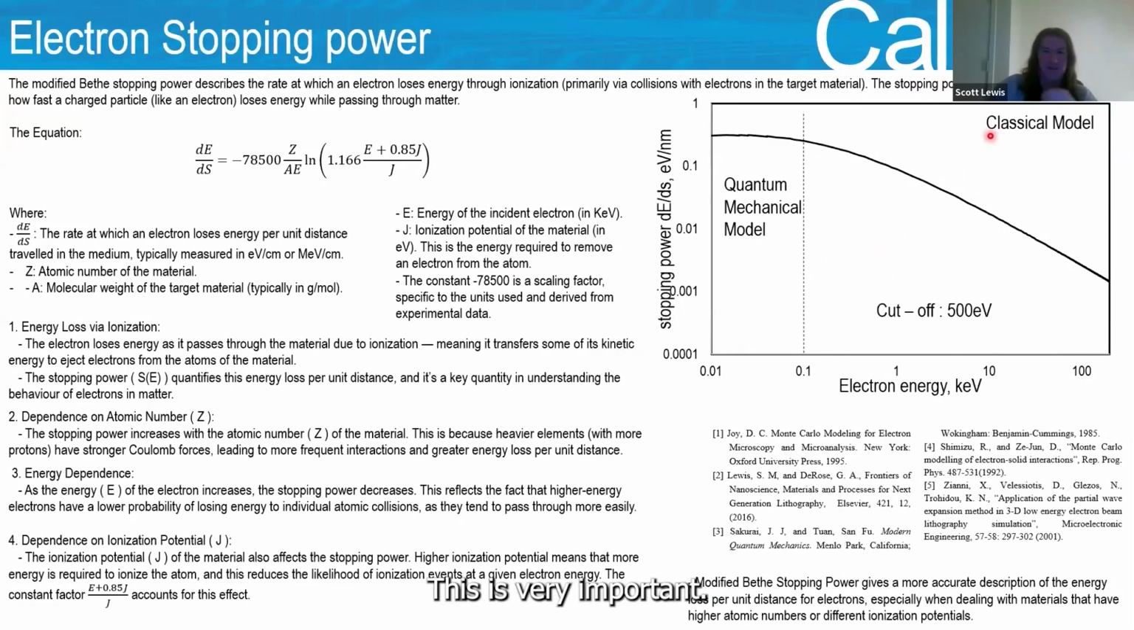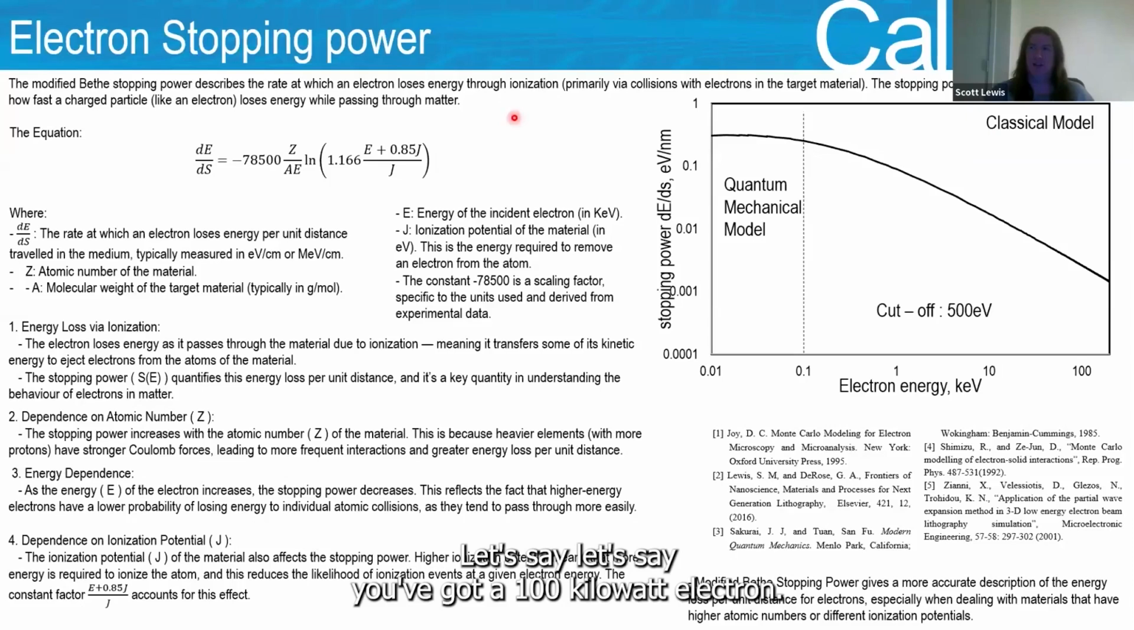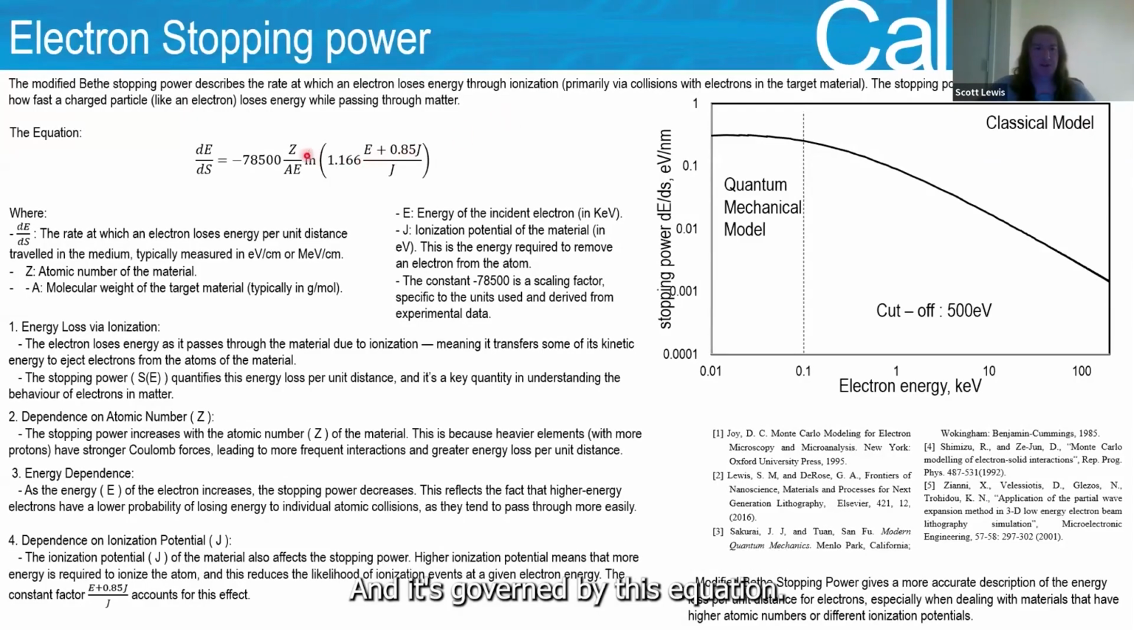Okay, this is really important. This is the stopping power. So you can imagine that the electron has an energy. Let's say you've got a 100 kilovolt electron. It gets accelerated towards your resist. It collides with the resist, and something happens. So what happens is it needs to take some energy away from that because it's interfered with the outer shells, or the shells of your atom, and it's governed by this equation.